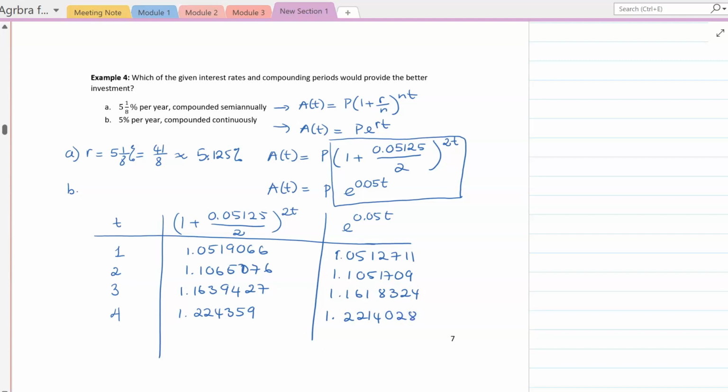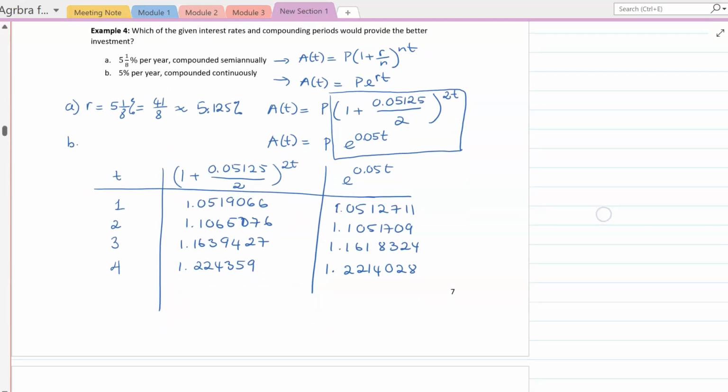So we compare these two numbers. Initially, in the first year, it looks like the compound semi-annually gives you a better interest rate. But as time goes on, as you compare all these numbers, you can see that the compound semi-annually is the better rate.